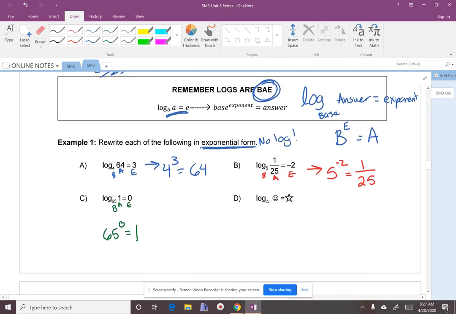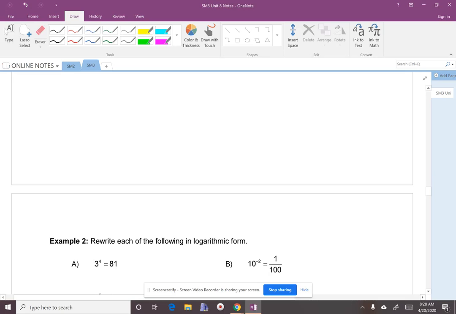And I always put this one on here just because I think it helps people understand that it really doesn't matter what the numbers are. This triangle is the base, smiley face is the answer, and star is the exponent. So this would mean triangle to the star equals smiley face. That's how we transform them from logarithmic form to exponential form.